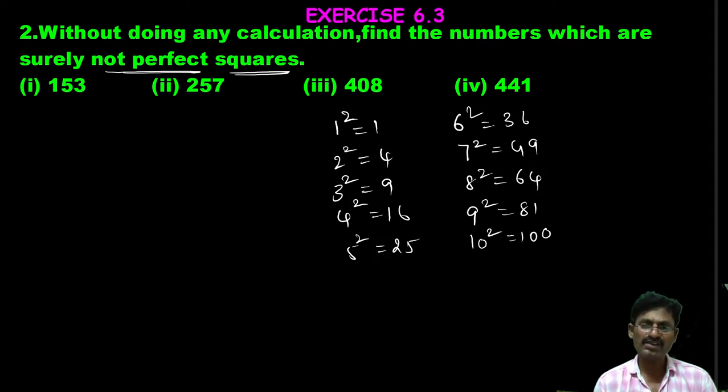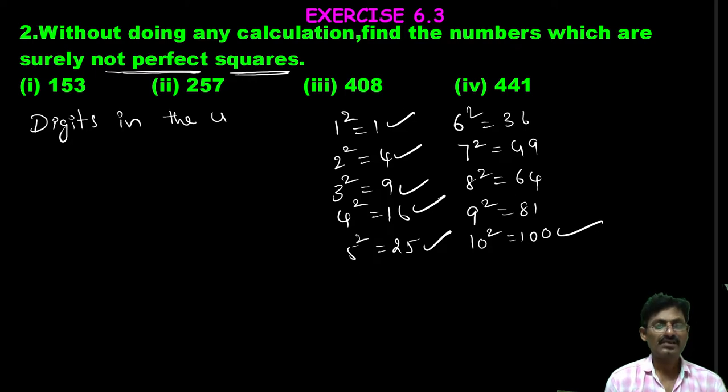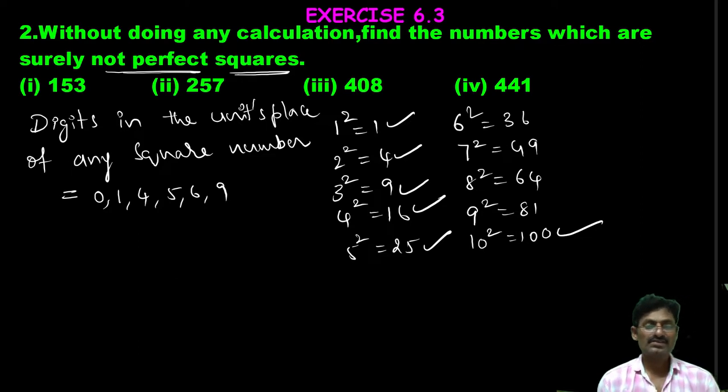Now you observe the squares of all these numbers. What are the digits in units place? Here we have 1, then here we have 4, 5, 6 and 9, and then we have 0. So these are the only possible digits in the units place. So let us write digits in the units place of any square number: 0, 1, 4, 5, 6 and 9. So if you have any number with its unit digit as other than these digits, then it is not a perfect square.